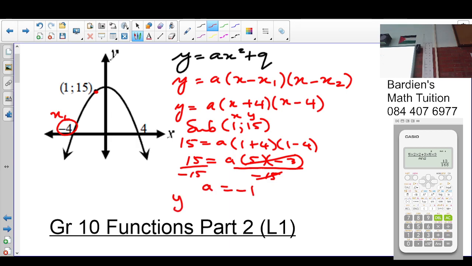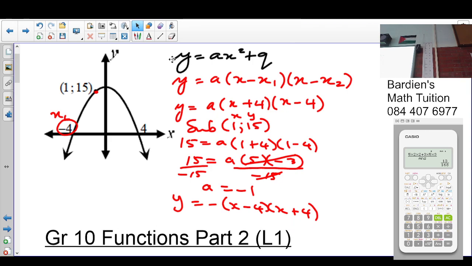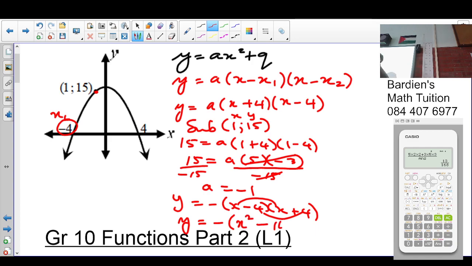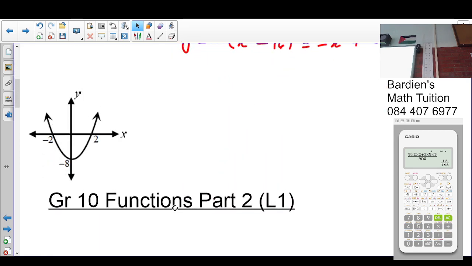So my equation is y is equal to negative 1 into (x plus 4)(x minus 4). Now, is it in the form of the original graph equation given? No, so we must multiply it out. So we say y equals, multiply: negative x squared plus 16, which will give us negative x squared plus 16. Okay, guys, understand? Is there any confusion here? Look at the next one.